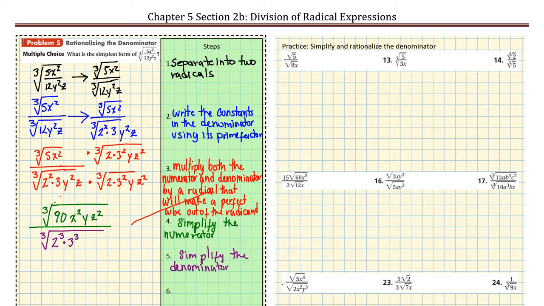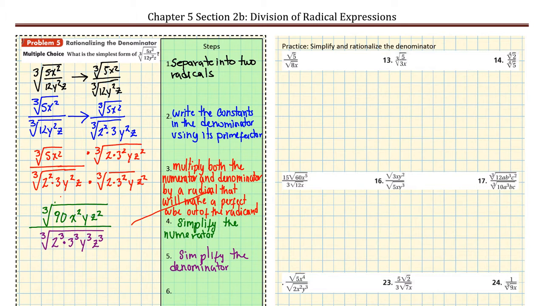Now let's go back and see where I got them from. 2, right here, squared times 2 gives you 2 cubed. 3 times 3 squared gives you 3 cubed. Y squared times y gives you y cubed, and z times z squared gives you z cubed. Now notice what's happening. All the powers on the denominator are powers of 3, which match the index of the radical.